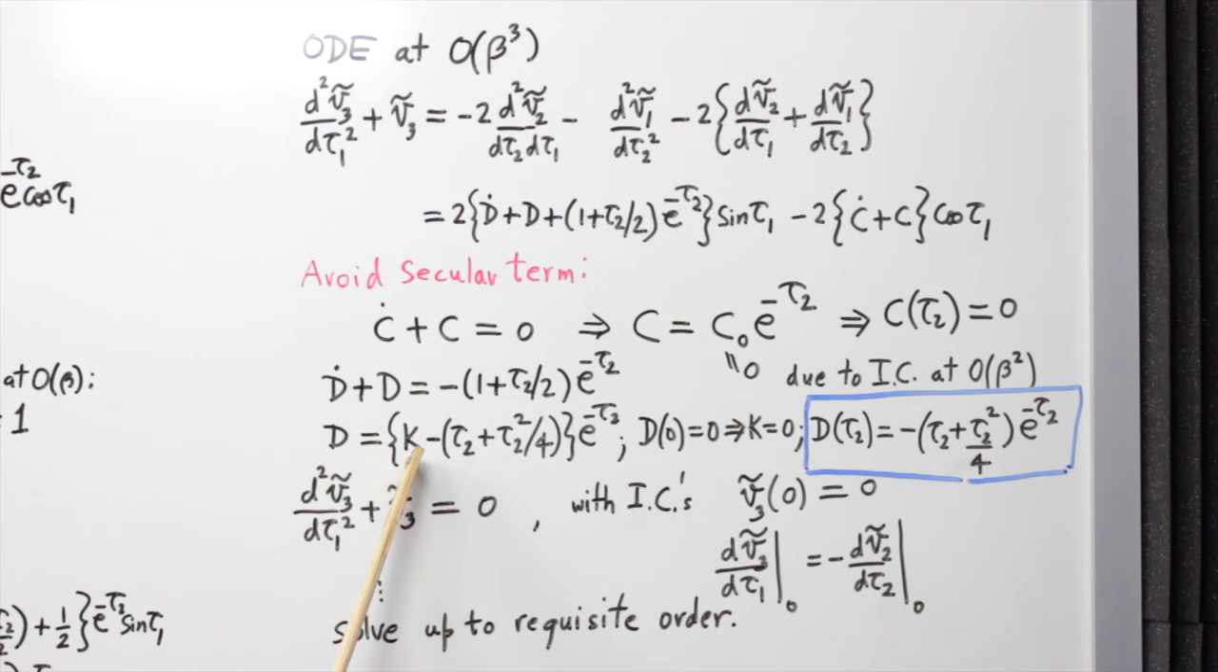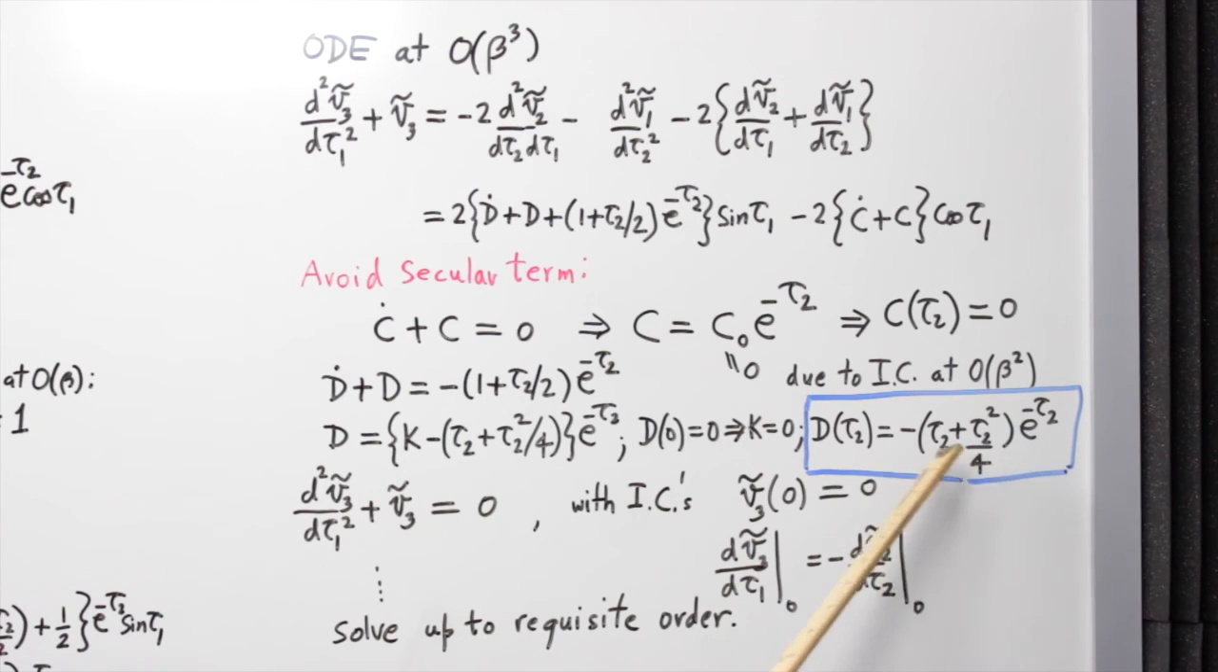this solution with capital K as the constant of integration that arises by integrating once, which we can find by recalling that the initial condition D of 0 equals 0 needs to be posed, and so that gives capital K equal to 0. So finally we have the solution for this unknown function D of tau 2, the slow time, given in terms of this expression. So we have a polynomial, a quadratic polynomial, multiplying this exponential decay function.